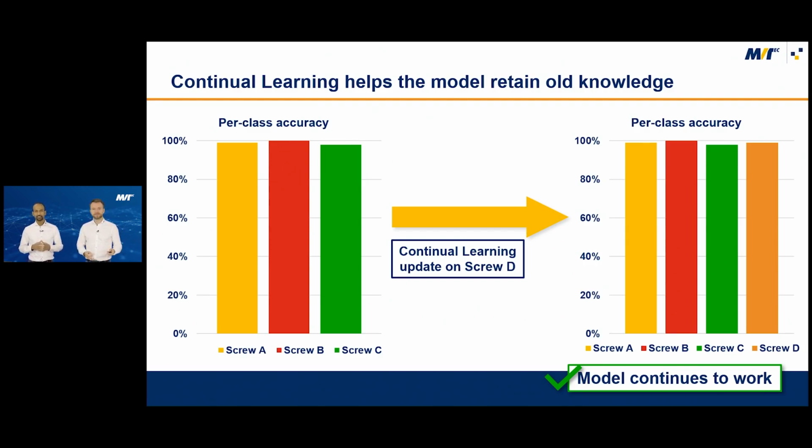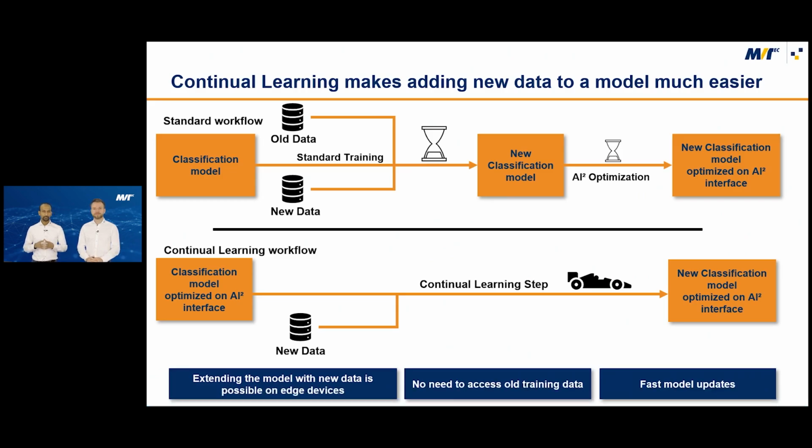Yeah, let's have a closer look at the workflow. Previously, when you wanted to train a classification network with new data, you had to use the old data and the new data, train the classification model, and once the training was done, you then had to optimize it for the AI² interface.